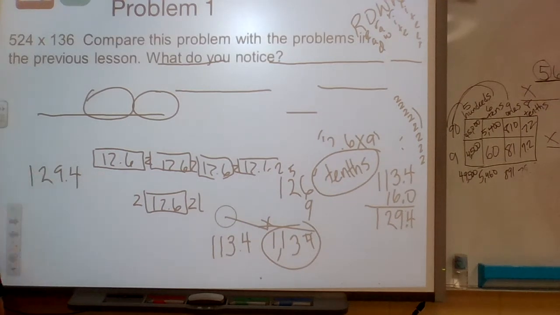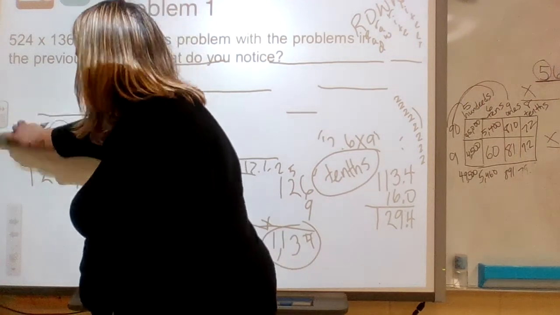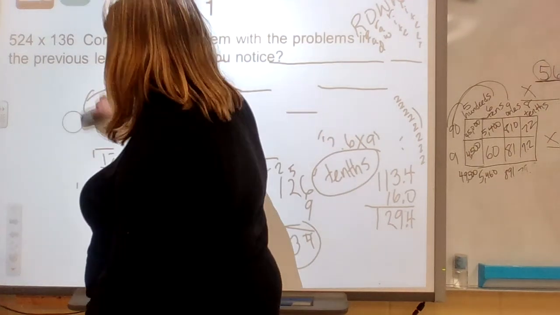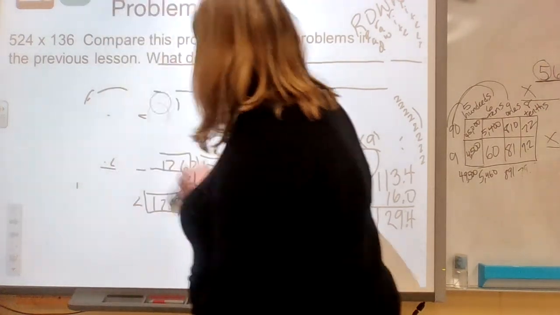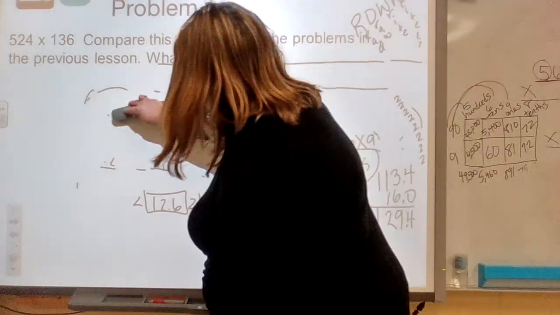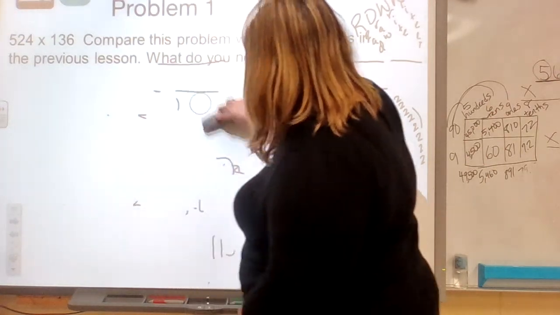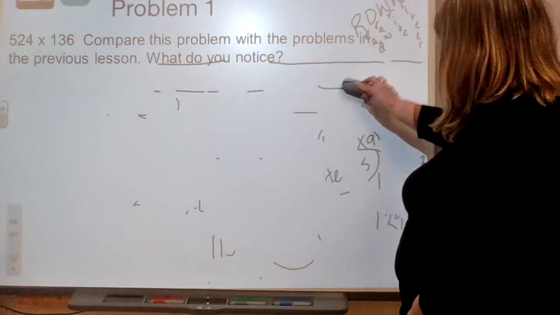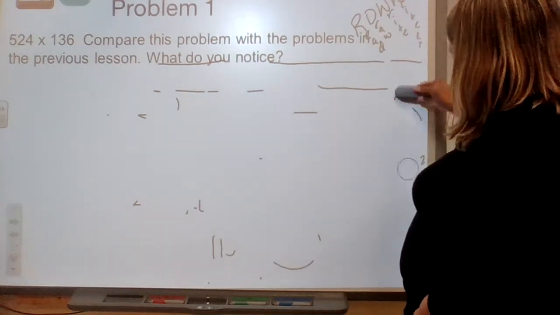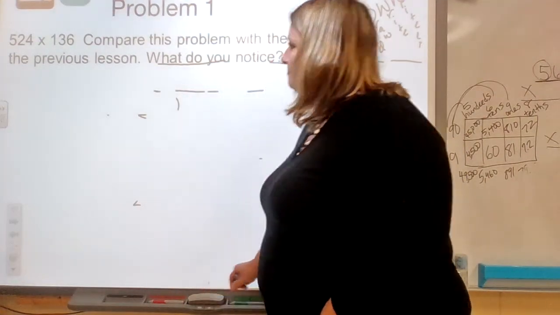Okay, 524 times 136. Compare this problem with the problems from the previous lesson. What do you notice? Okay, with this problem, I'm noticing that I have a 3-digit number multiplied by a 3-digit number. So that's a little different because I have hundreds multiplied by hundreds. But we can still do it. And we can still draw our area model and use our traditional algorithm.